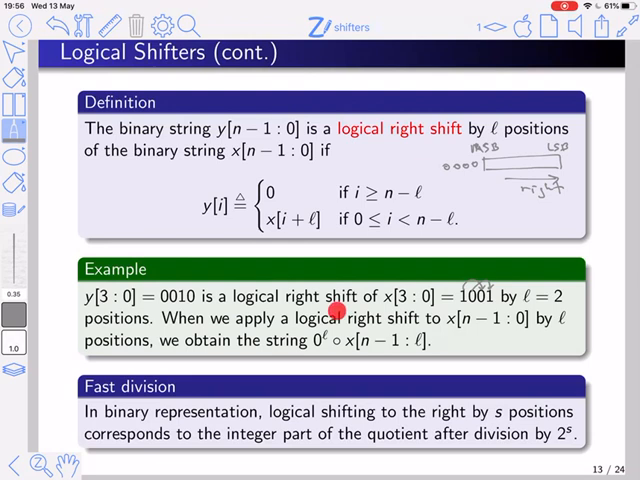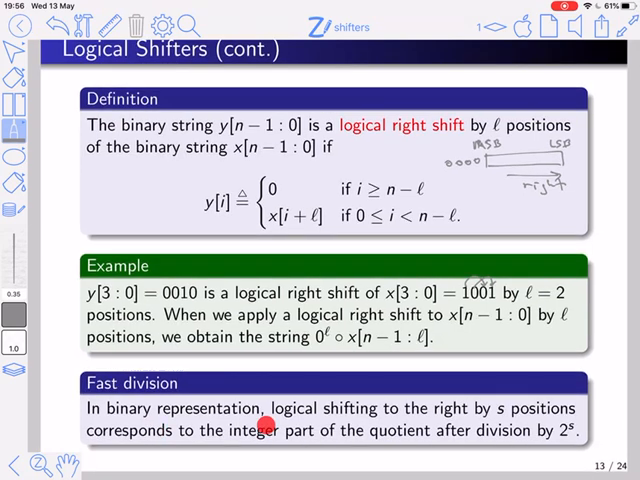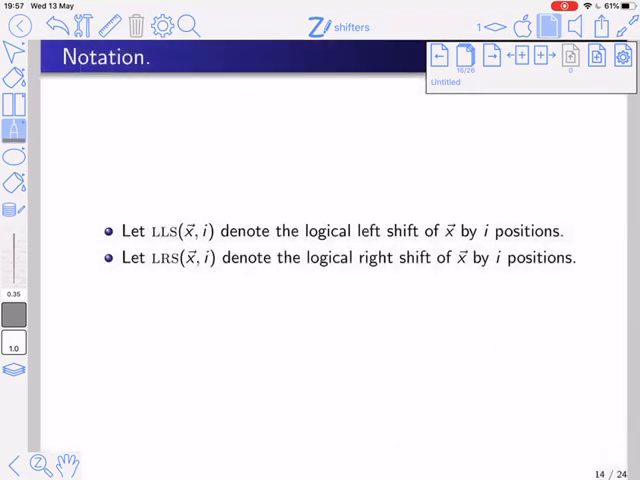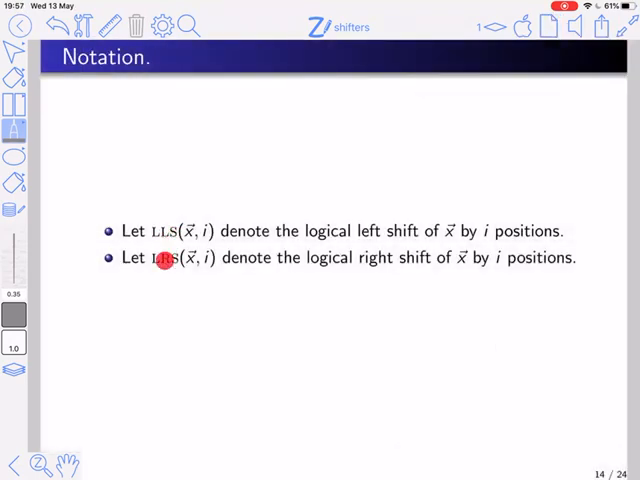Okay? When we apply a logical right shift to x by L positions, we know for sure that you will have on the most significant bits L zeros. In fact, in binary representation, logical shifting to the right by S positions corresponds to the integer part of the quotient when you divide by 2 to the power of S. Good. Let's introduce the following notation. This will be logical left shift of x by i positions, LLS, and this will be logical right shift of x by i positions, LRS.